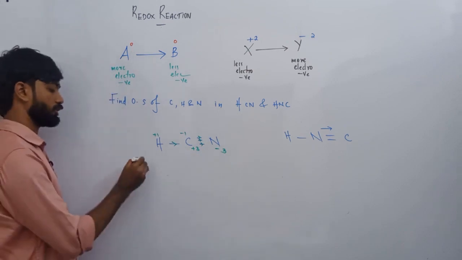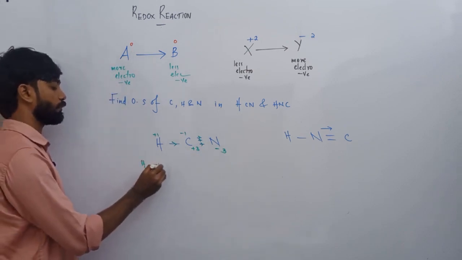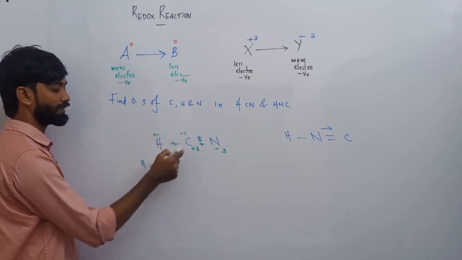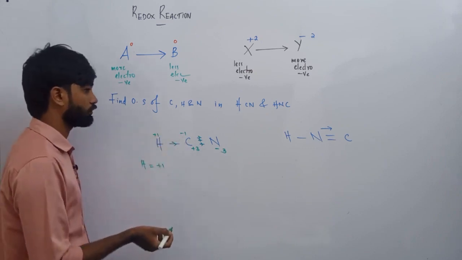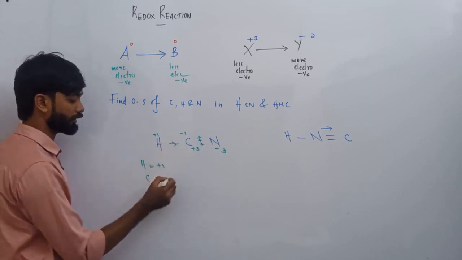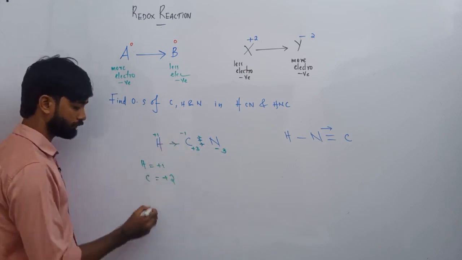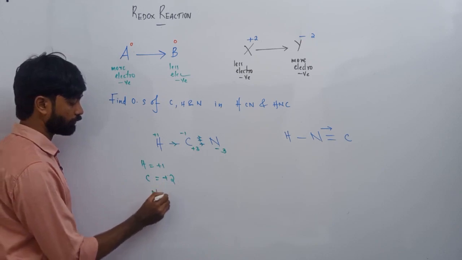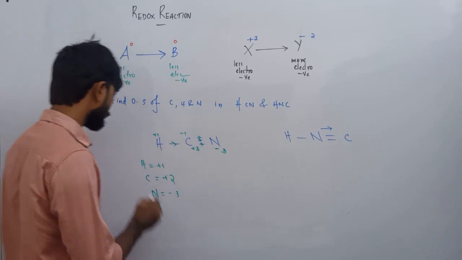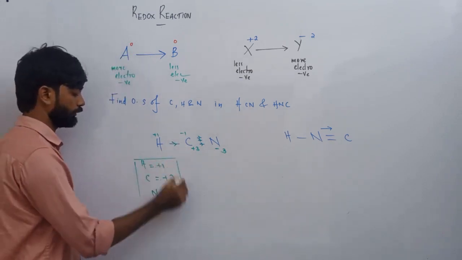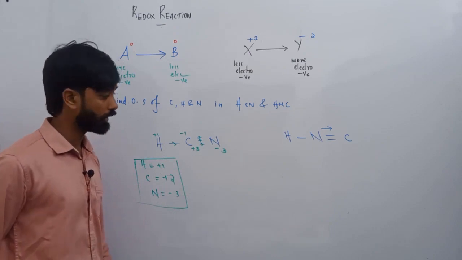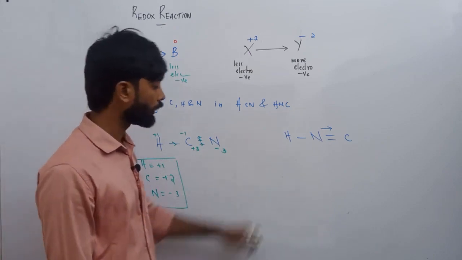So what about the oxidation state of each atom? Hydrogen is now in the +1 oxidation state. Carbon is -1 from here and +3 from there. Then what is the net? Final one: -1 +3, the answer will be +2, right? Nitrogen is -3. So these are the oxidation states in hydrogen cyanide.